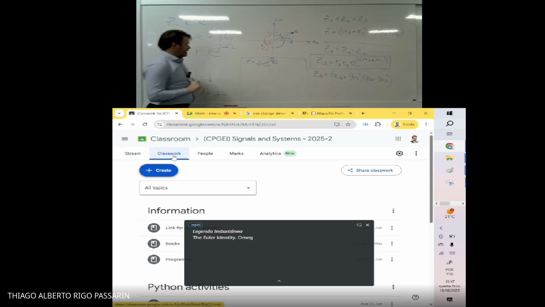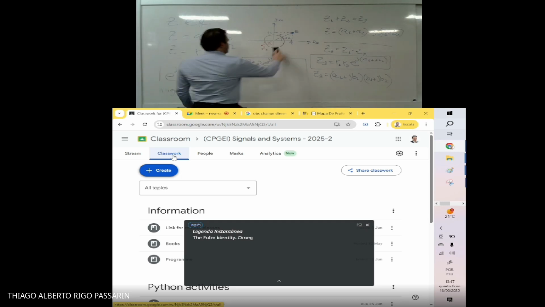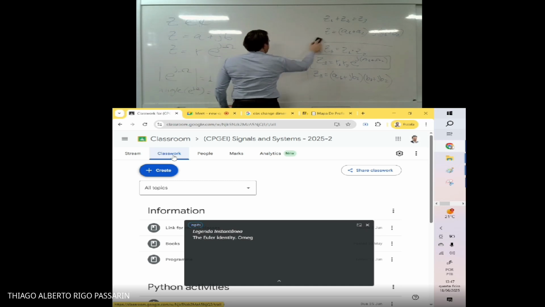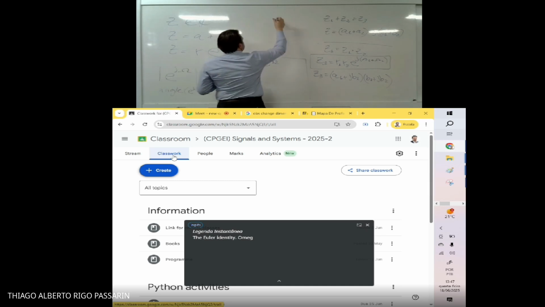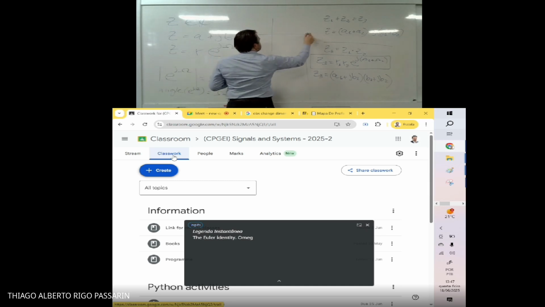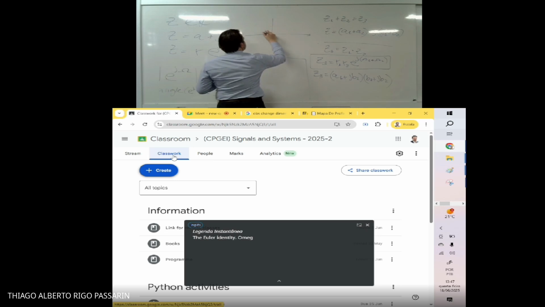This is a number with radius 2 and angle 15 degrees. Let's represent it here. Let's say the unit circle is here. So our guy is somewhere around here, z.